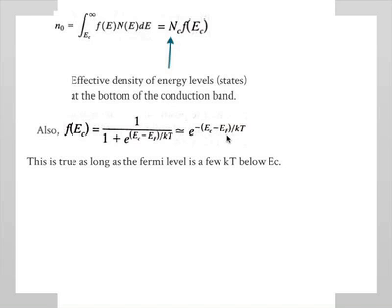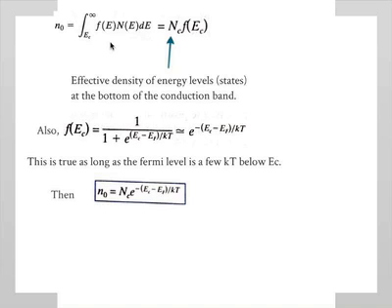So this approximation is true as long as the Fermi level is a few kTs below EC. kT is, of course, the Boltzmann constant times temperature. At room temperature, this is a very small number, about 26 millivolts or so. So it's pretty tiny, and it's a good approximation in general at room temperature. Then we can write n naught as NC e raised to minus (EC minus EF) over kT by just substituting there.